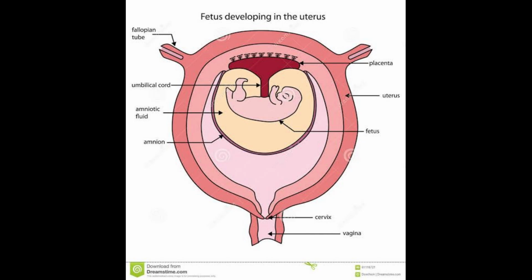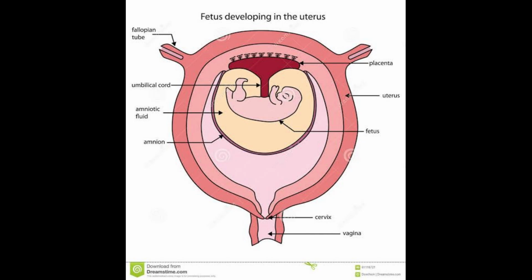The placenta is an organ that develops in the uterus during pregnancy. It is attached to the uterine wall and is connected to the fetus by the umbilical cord. The placenta provides oxygen and nutrients to the fetus and removes waste products from its blood. Please take note.